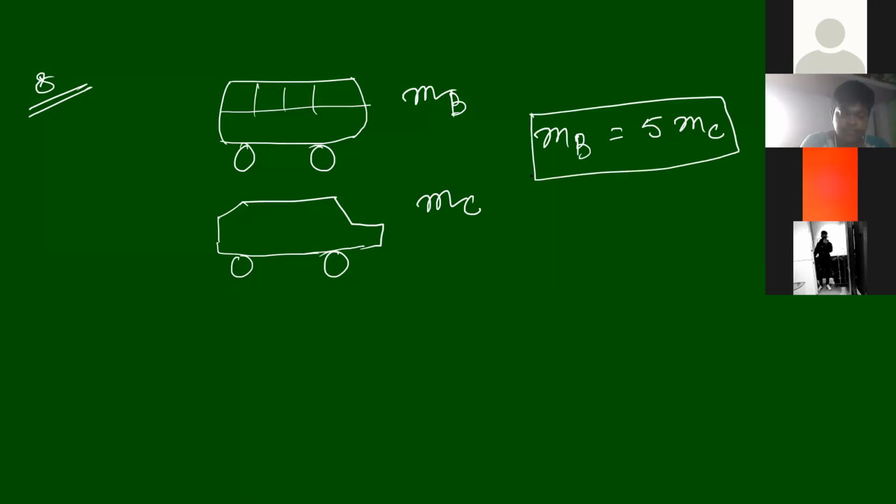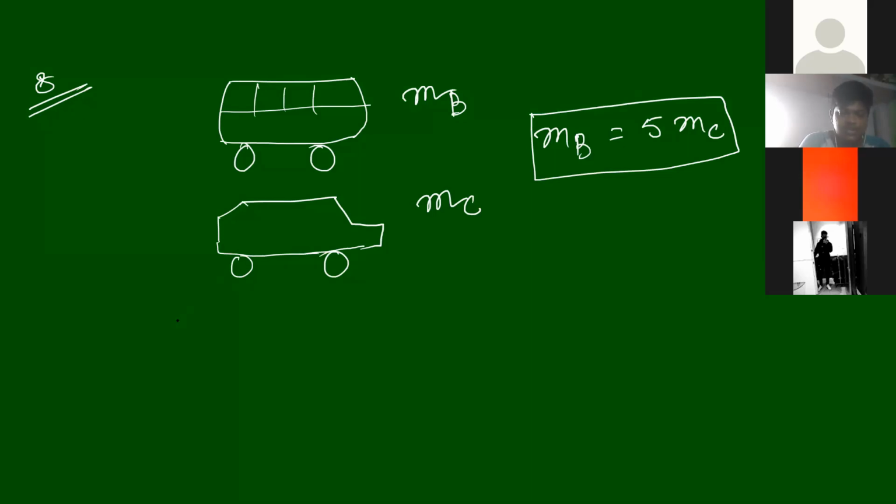Their speed is the same. If the mass of the bus is 5 times the mass of the car, so mass of the bus is mb, mass of the car is mc. In the question it is said the mass of the bus is equal to 5 times the mass of the car. I'm repeating, the mass of the bus is equal to 5 times the mass of the car. So you are getting a hint to solve this question, right? So what is the ratio of the kinetic energy of the bus to the car?